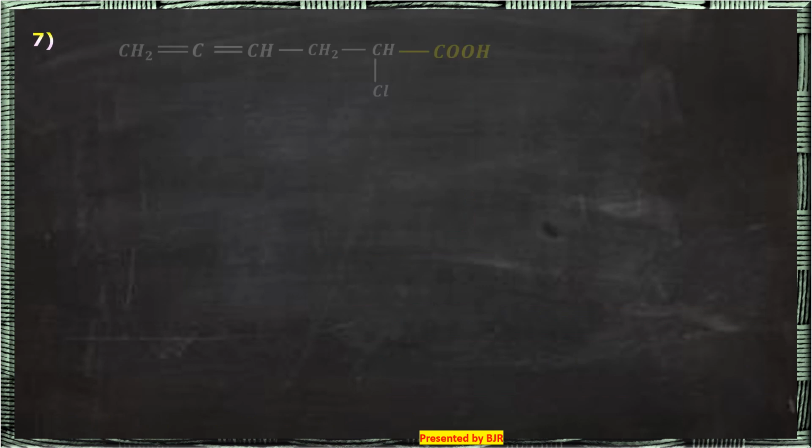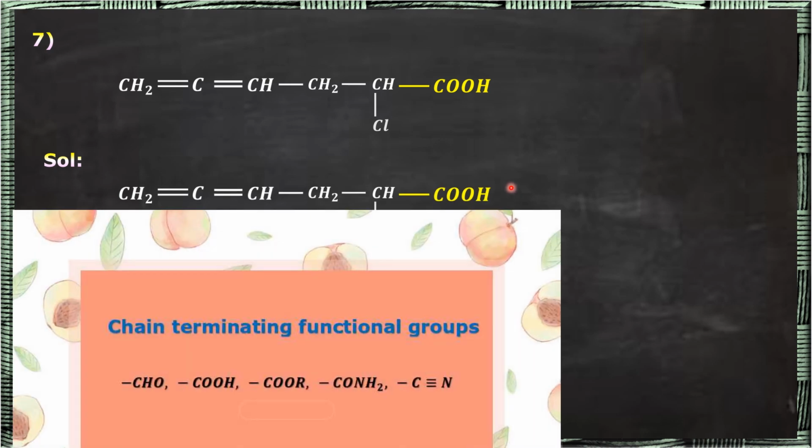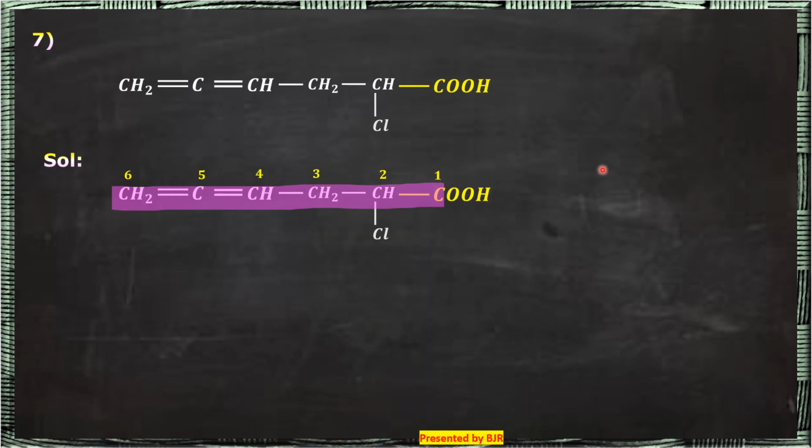Next, problem number 7. Solution. Again, you can see here a chain terminating functional group COOH is present in this organic compound. I already told you, when a chain terminating functional group is present, the carbon atom in it must be assigned number 1 while numbering the parent chain. So this is the parent chain. Numbering should be done from right to left. And a chlorine atom is attached to the second carbon atom in this parent chain.